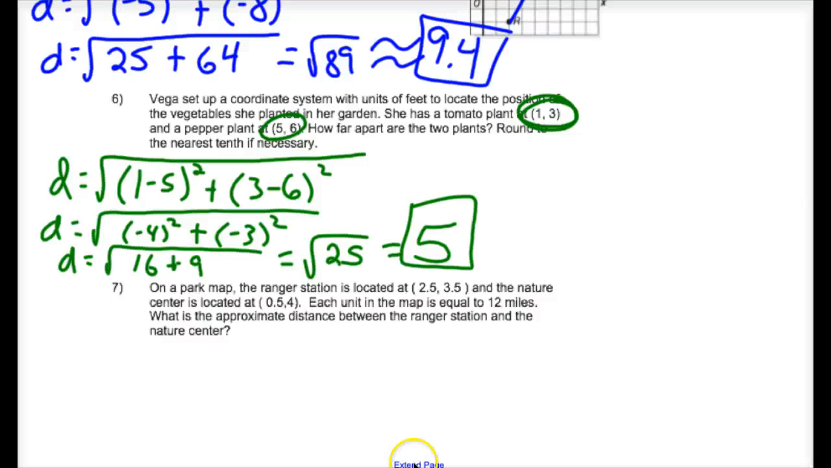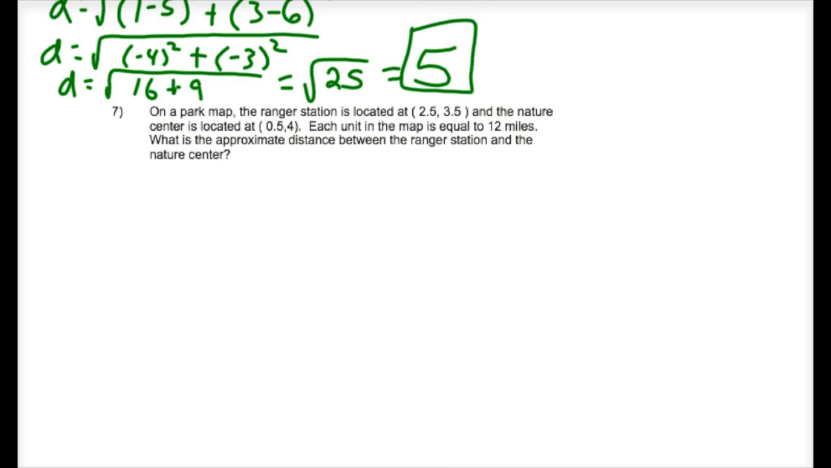All right. Last problem, we've got some decimals involved. Probably need your calculators here. On the park map, the ranger station is located at 2.5, 3.5, and the nature center is at 0.5, 4. Each unit on the map is equal to 12 miles. Well, that's going to come into play when we're done. After we find the units, we're going to multiply by 12. What's the approximate distance between the ranger station and the nature center?